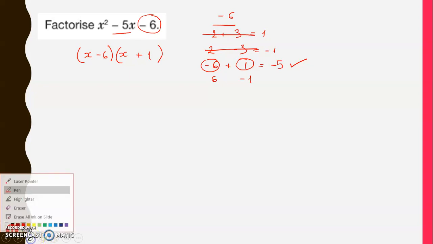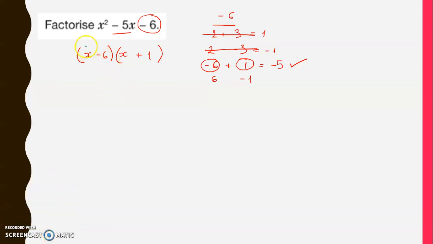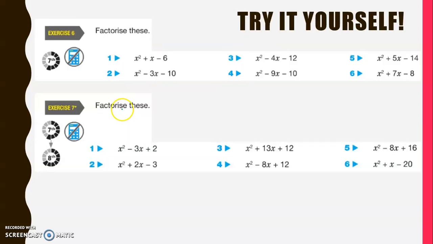Okay, let's just quickly multiply out the two brackets. x times x is x squared, so that gives us this term here. x times 1 is x, minus 6 times x is negative 6x, so x minus 6x will give us this minus 5x term, and then minus 6 times positive 1 is minus 6. So when we factorize x squared minus 5x minus 6, we end up with x minus 6 times x plus 1. That's our answer.